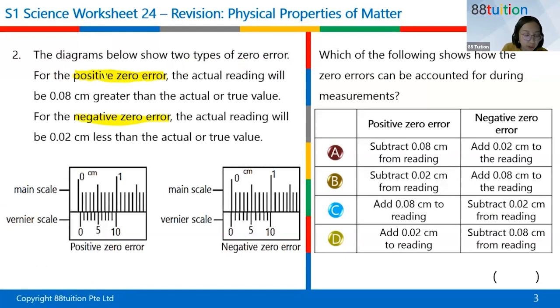If it's a positive error, the reading will be bigger than the actual value. So for positive error, you need to subtract. For negative error, you need to add it in. It's the opposite. If it's positive, positive means plus, but you must go and minus it. If it's negative, negative means minus, but you go and plus it. Opposite. I'll show you the examples later.